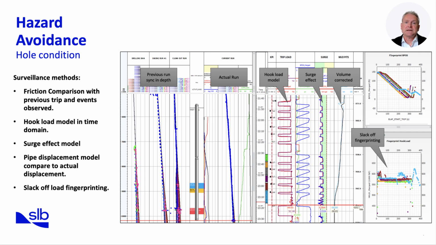On the right-hand side of the slide, we see diagrams showing actual versus modeled runs, including surge effects, volume corrections, and slack-off fingerprints. These visuals confirm the importance of comparing real-time data against baseline models to avoid hazards. Next, we'll look at advanced technologies to improve performance.